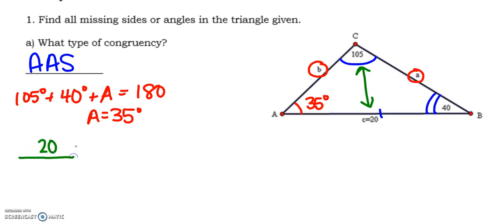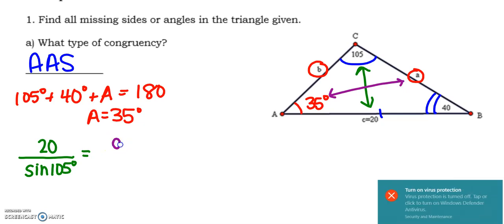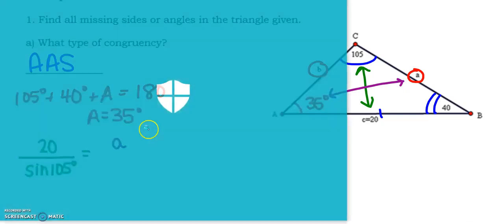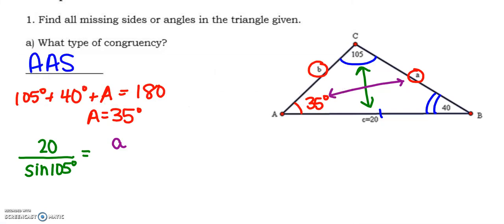20, did I say 120? 20. 20 over the sine of 105 degrees must be equal to, well, here's another thing that I need to find. Oh no, my computer is really struggling today. Side A over the sine of 35 degrees.